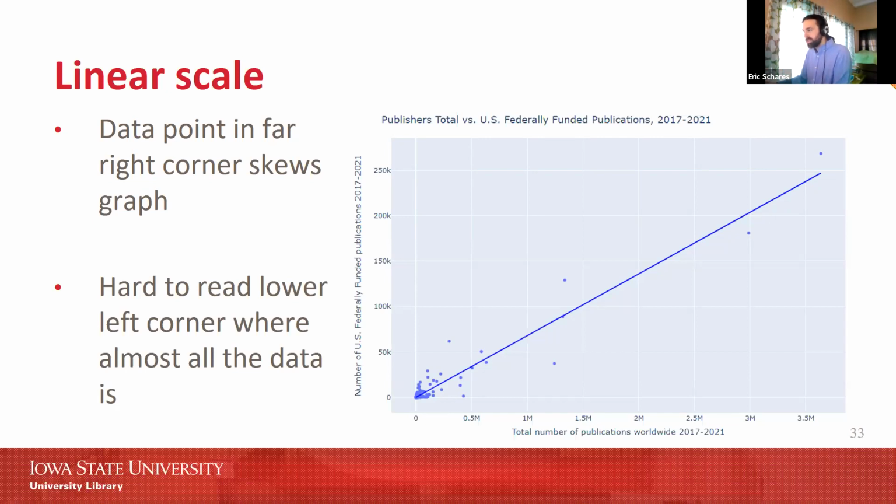If you draw an imaginary line at 1 million on the x-axis, 1 million total, I've only got 5 data points out there over 1 million total publications, again, in this data set over these 5 years. And so that means I have 495 dots down here in this lower left corner that are kind of squashed, and I can't really read or see what's going on. Only 1% of our data is out there past 1 million, and 99% of my data is down here in this lower left corner. That makes it really hard to read.